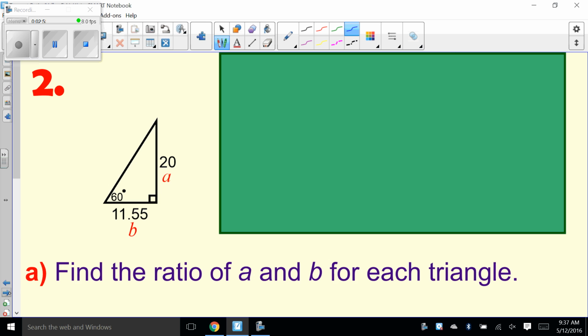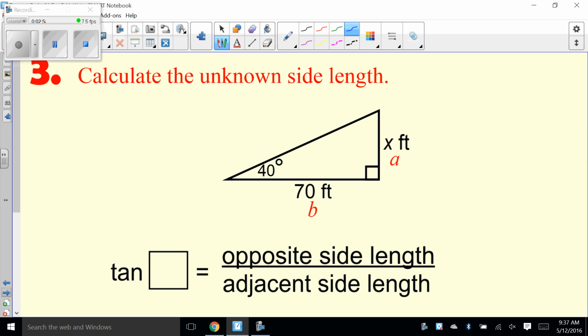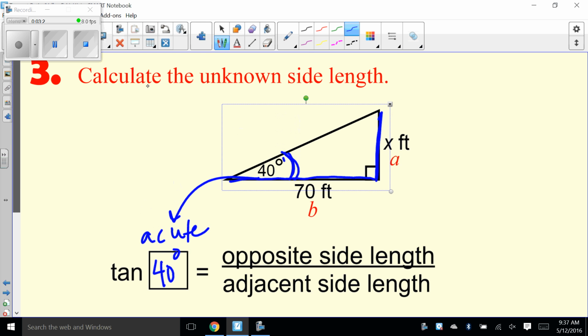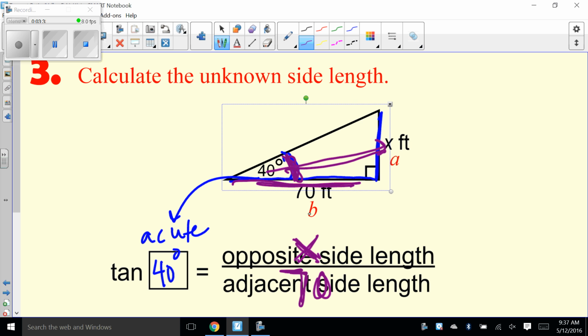Okay, so now in example 3, we are going to try to find the height of this roller coaster. What we know is that we're 70 feet away from the roller coaster, and we know that the angle of elevation is 40 degrees. We'll talk about how we get that in just a second. So our formula is the tangent of the angle, which has to be an acute angle, you cannot put 90 in there, of 40 degrees is equal to the opposite of the angle, which is x, divided by the adjacent to the angle, which is 70.